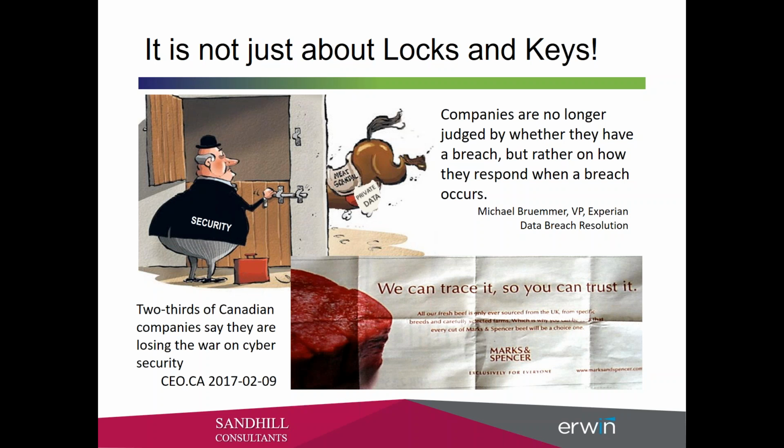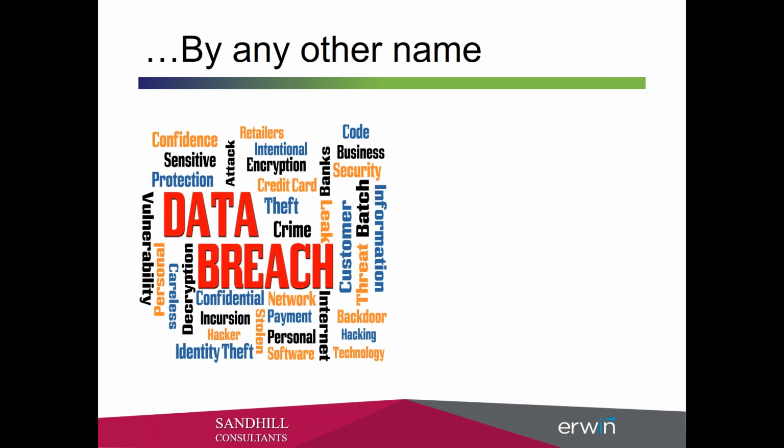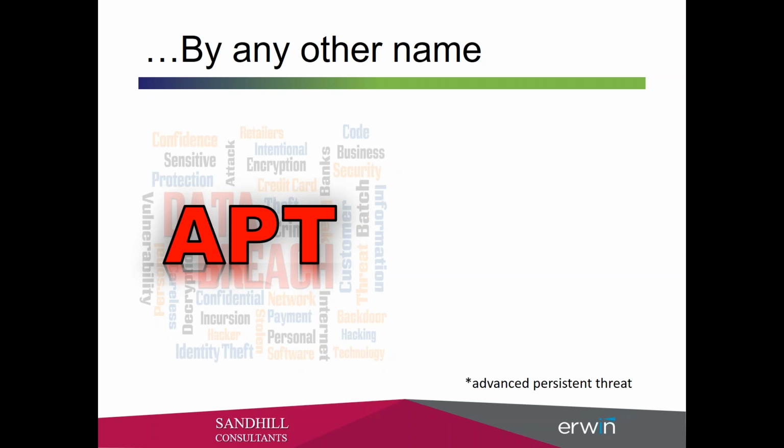There's a recent statistic that was put out in the CEO.ca website that says that 2/3 of Canadian companies say they're losing the war on cybersecurity. Well, by any other name, whether it is data breach, security breach, network breach, really it is about people trying to reach into your organization and steal your data. In fact, by any other name, there's a new term for it called APT, which stands for Advanced Persistent Threat. So the cybersecurity threats, as we see, are growing day by day.